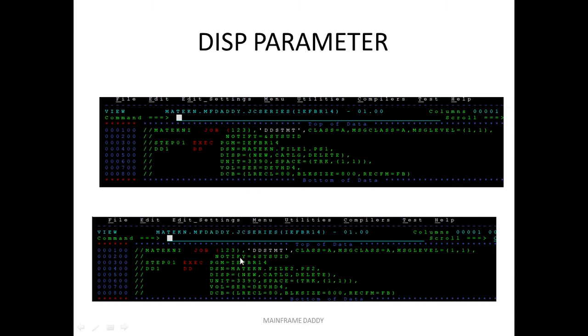And here is another example for creating another file, MADEKN.FILE2.PS2. Here we have specified the dataset name, DSN equal to the file name, and in the DISP we have mentioned NEW,CATALOG,DELETE, which will create a new file.